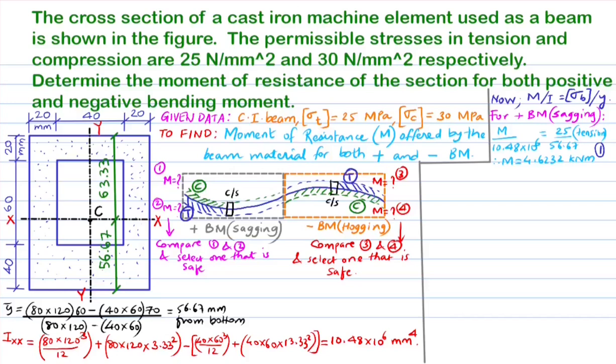Now we again consider the same positive bending moment applied on the beam causing sagging bending deformation, but for the layers above the centroidal or neutral axis.